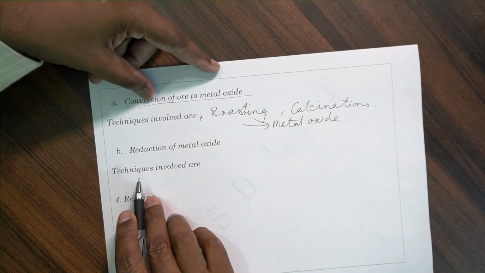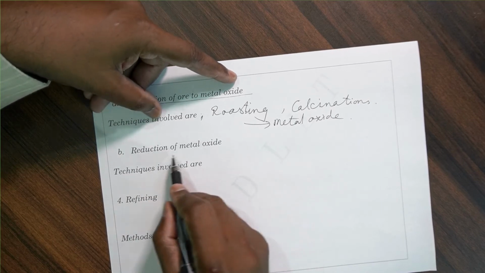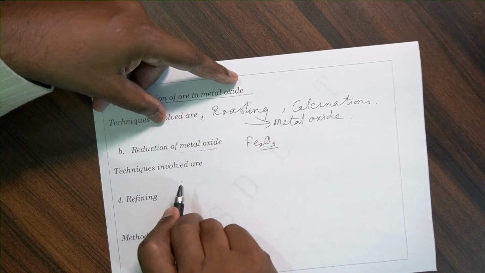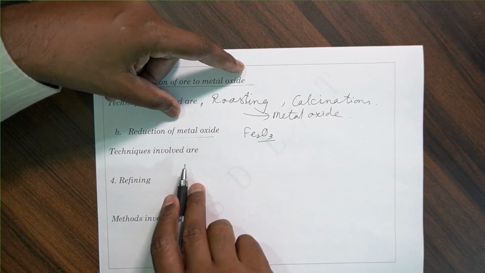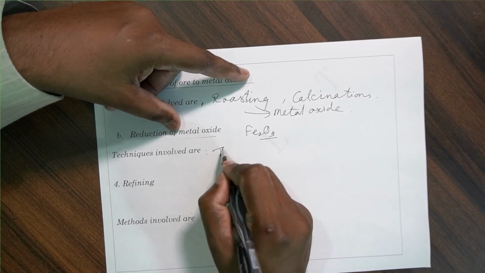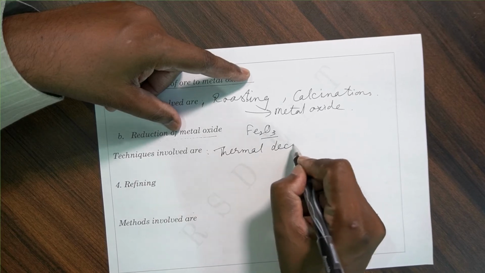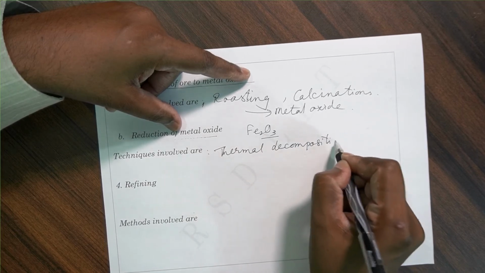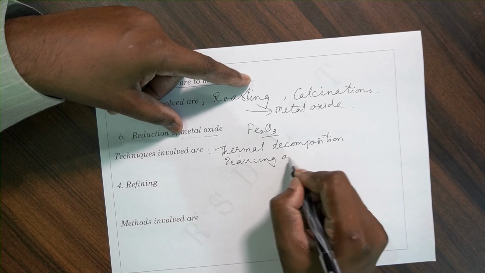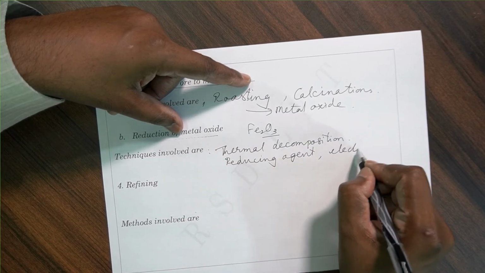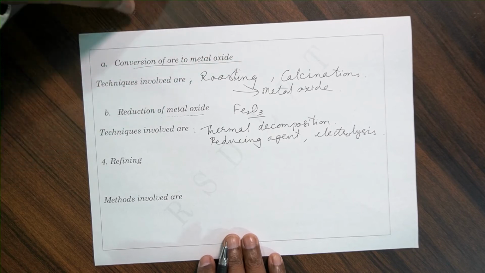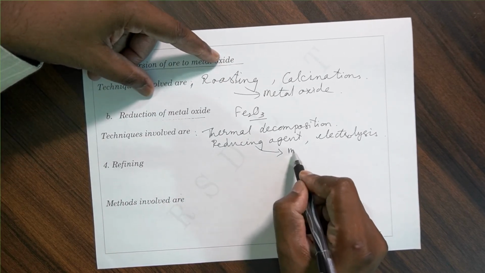Now the second part of extraction is reduction of the metal oxide. Reduction of metal oxide means, for example, if we have Fe2O3, the oxygen has to be removed. Removal of oxygen is called reduction here. Chemical reactions are involved in this. What are the various techniques involved? Sometimes we may heat the metal oxide, thermal decomposition, meaning when the metal oxide is heated, it decomposes. Sometimes a reducing agent is used. And sometimes electrolysis is done, electrometallurgy. So by this you get the metal. The final product is the metal.